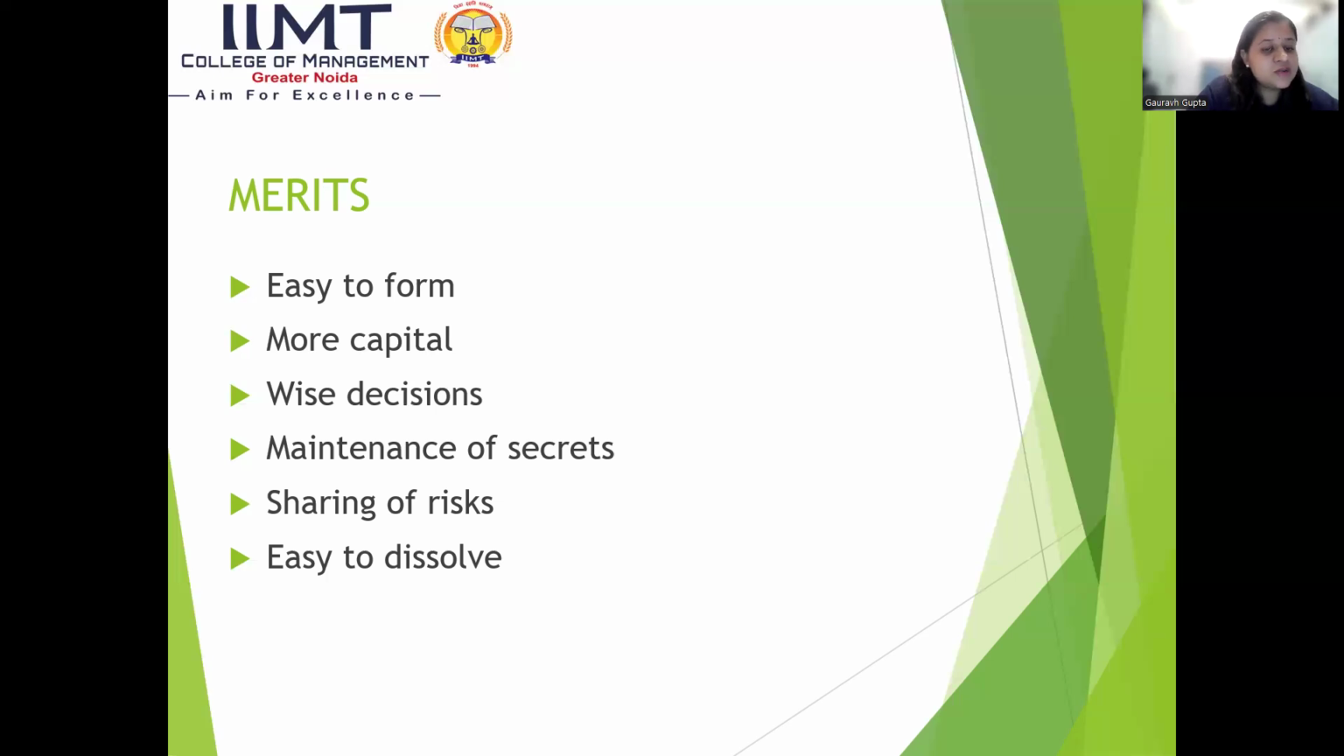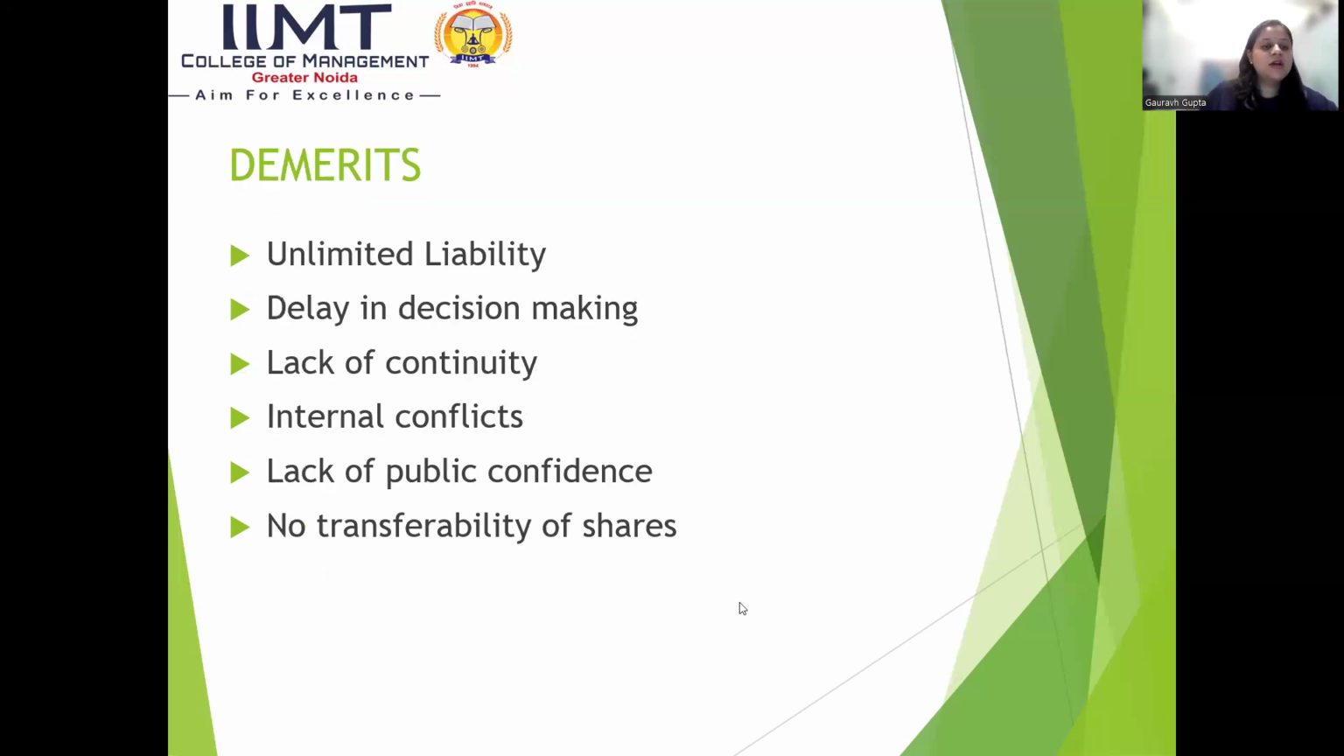Next point, easy to resolve. As we have already mentioned in the first point, easy to form, it is also very easy to resolve in case of partnership form of business. Now we're discussing demerits of partnership.